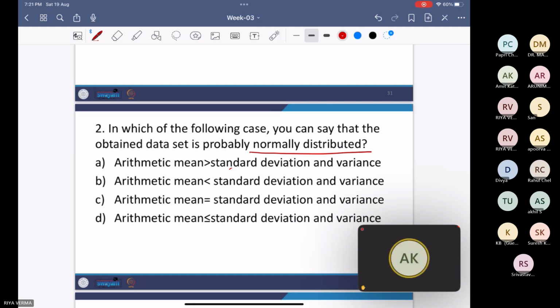It will be more than the standard deviation and variance for normal distribution. If less comes, then it would not be a normal distribution.